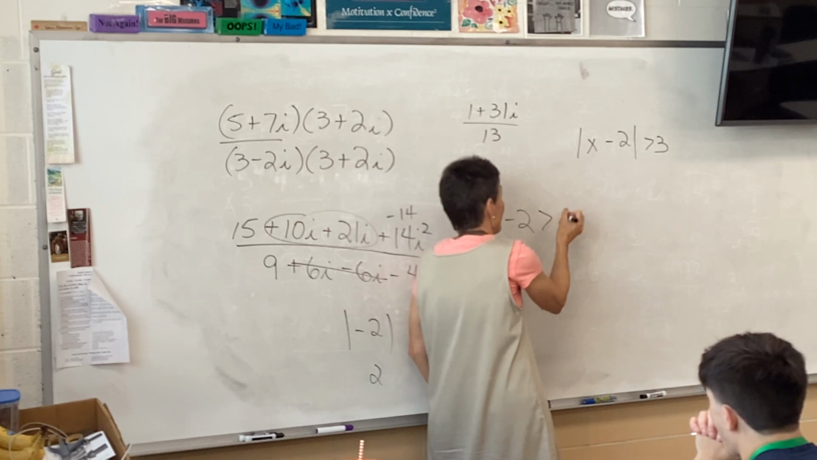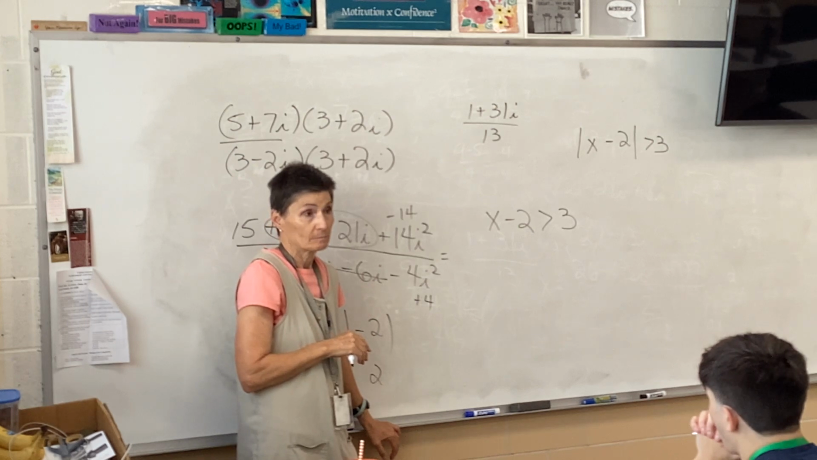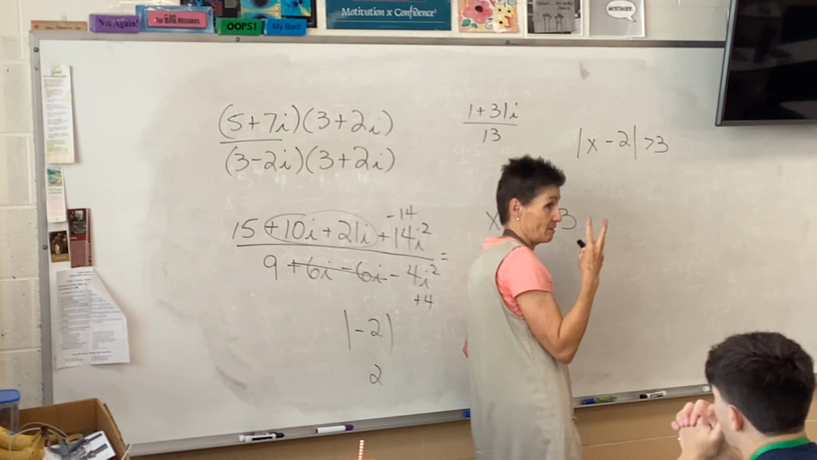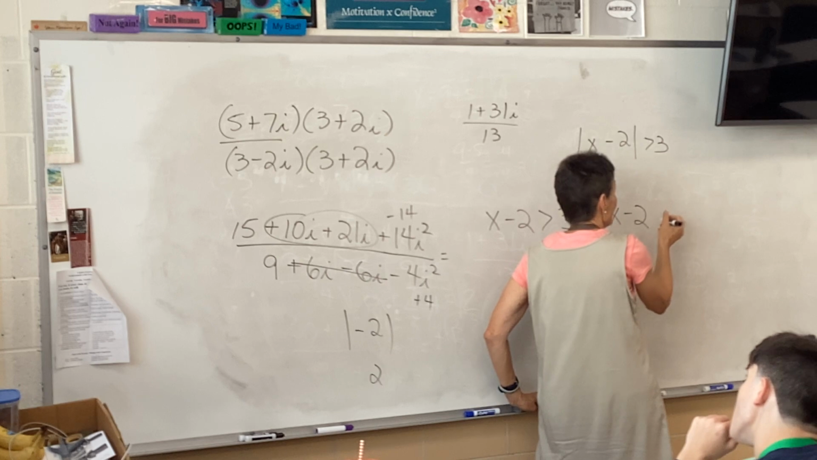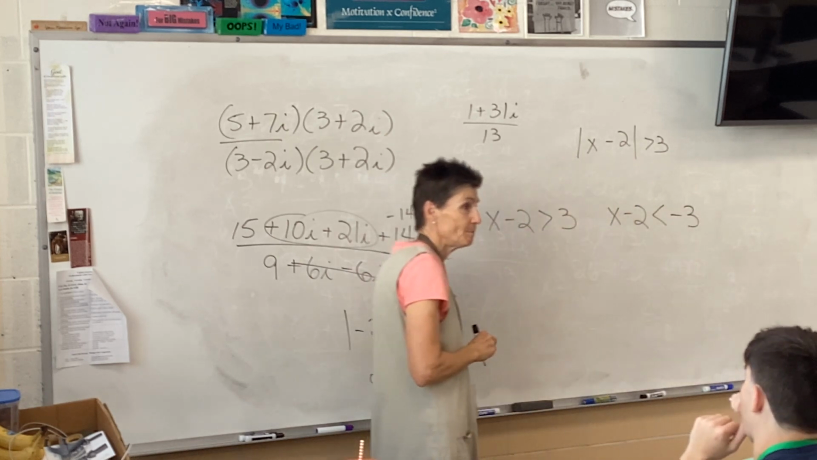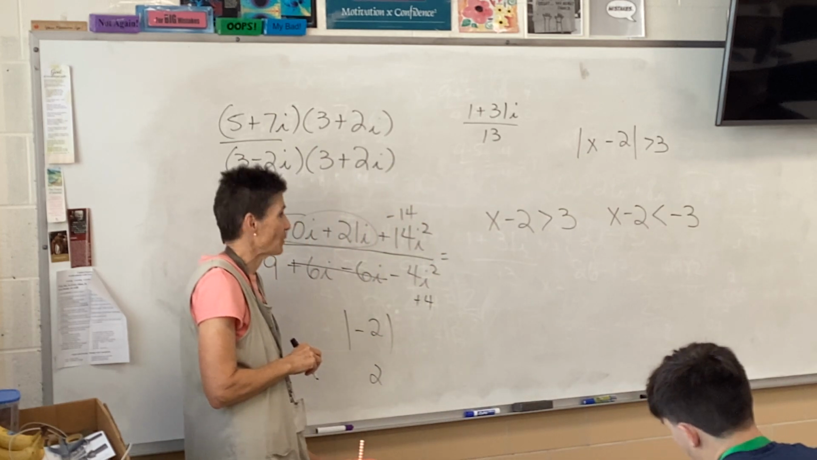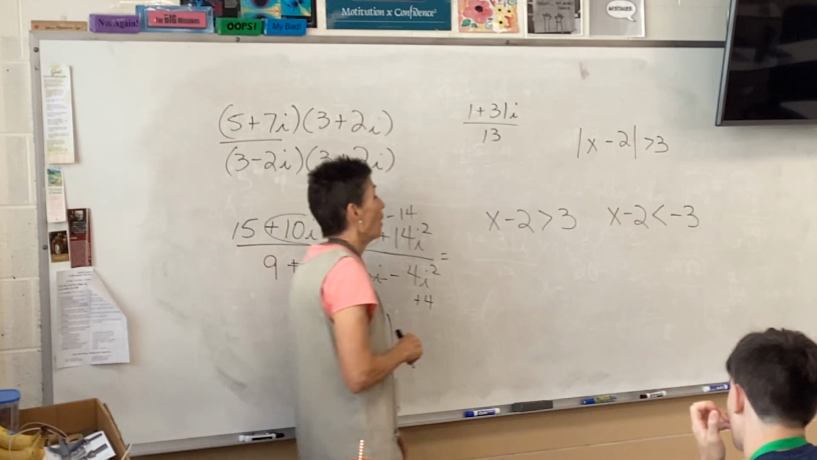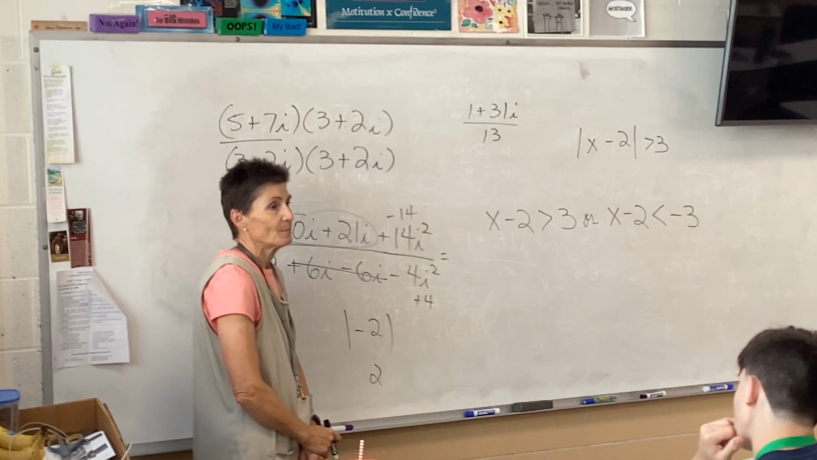So x minus 2 greater than 3, we just drop the absolute value. Just drop it. And then we rewrite it, because we're gonna get two things here. There's two things. So then I rewrite it, x minus 2 less than -3. Now is it coming back to you? I hate these. Me too, that's why I don't like doing them this way. So x minus 2 is greater than 3, or x minus 2 is less than -3.